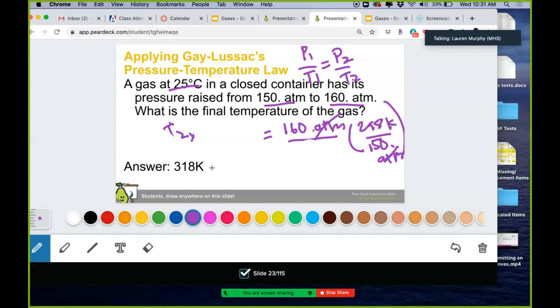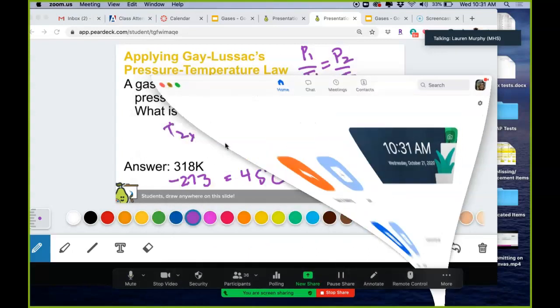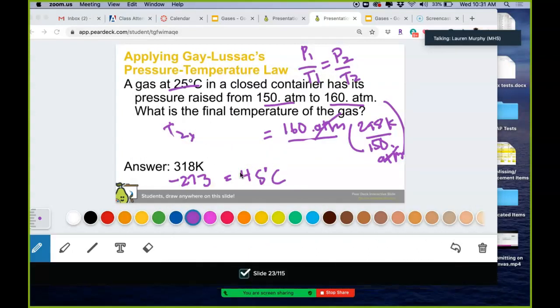If I would have said Celsius, you would have subtracted 273, and I think it's 45. Yeah, 45. It would have been 45 degrees Celsius. I didn't ask for Celsius. I'm just telling you, if they would have, you would have had to do that extra step at the end. Questions so far?